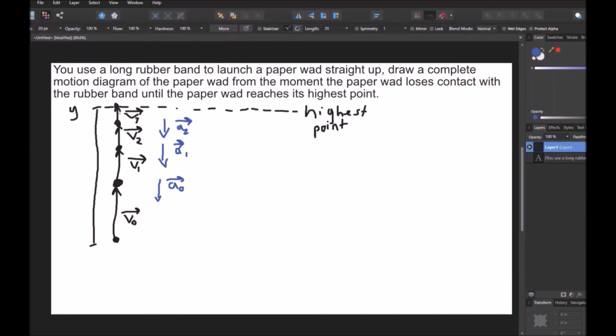And if this graph were to continue, you'd actually see the paper wad start to fall down, and then the velocity vectors are going to point downward, and they're going to get longer again as acceleration due to gravity is making the velocity increase, making it speed up as it hits the ground. You can also see that I labeled this the highest point. I've labeled my acceleration vectors and my velocity vectors. I've condensed the paper wad down into a massless point, so that's the complete motion diagram.